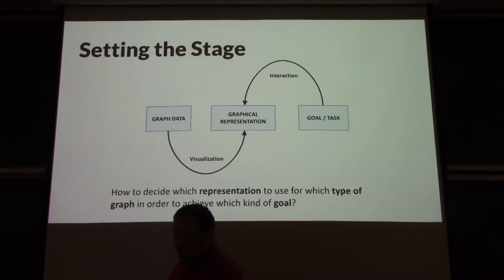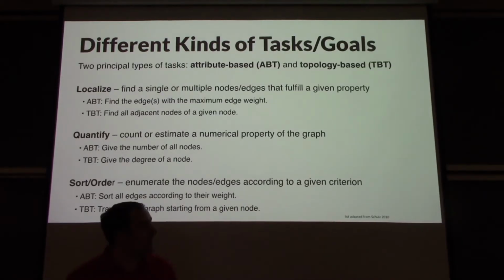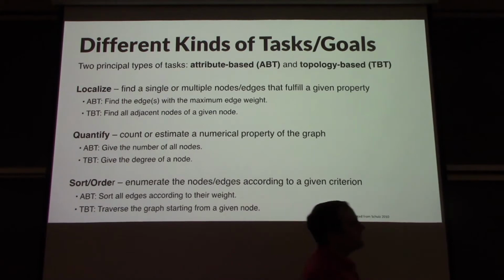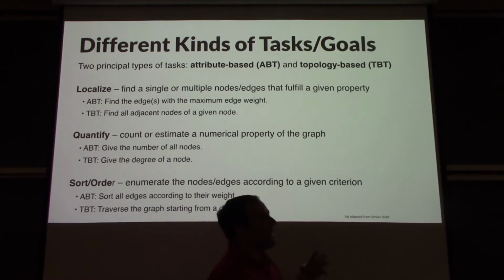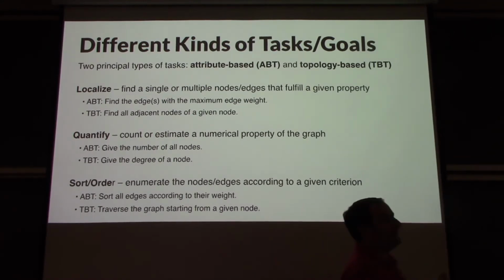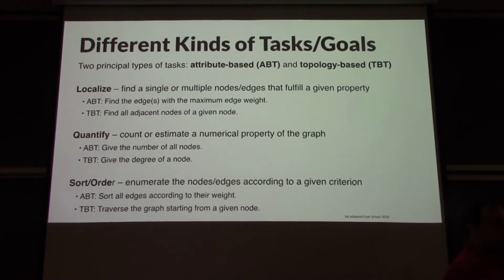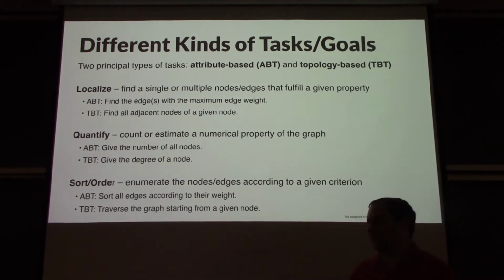And so what we, on a high level, distinguish are two types of tasks in graphs. These attribute-based tasks, and then the topology-based tasks. Attribute-based tasks are anything that are related to the attributes of the nodes or the edges, and topology-based tasks are anything that are related to the connection within the network.